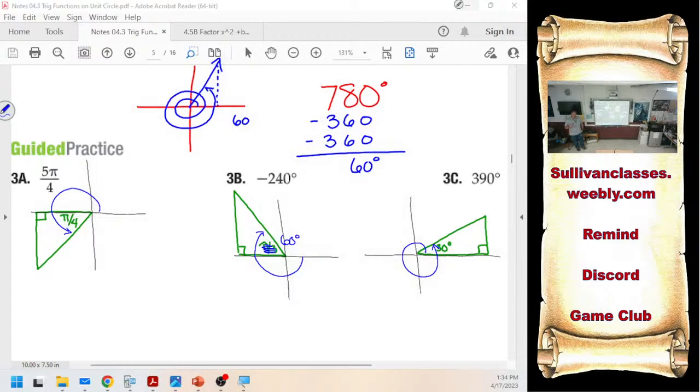Well, you always have to form the angle with the x-axis. And since the normal angles that we deal with are 0 to 360, if my angle is way too big, I got to subtract it down to its coterminal angle that's between 0 and 360.